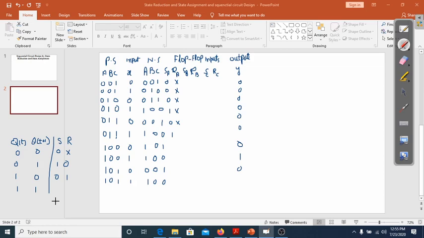When present state is 1, next state is 1. So in this case, set is a don't care and reset must be 0. Okay, when reset is 1, the next state must be 0 in that case. So here I have a glitch. So I will replace reset with 0.